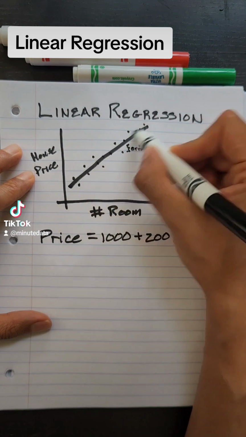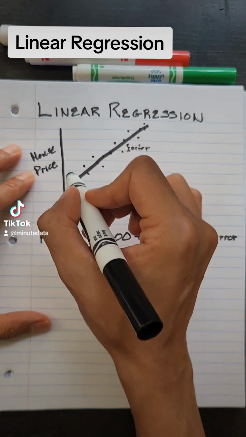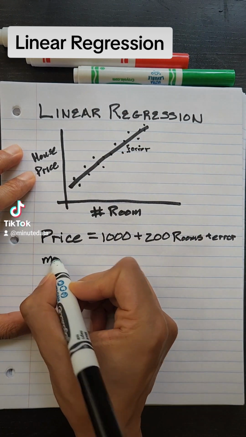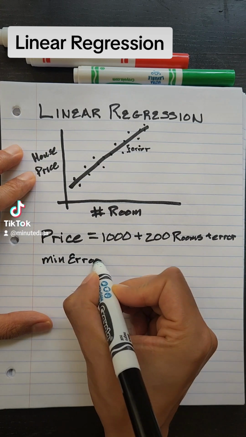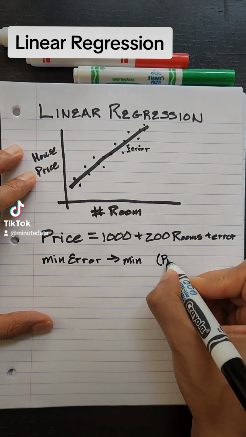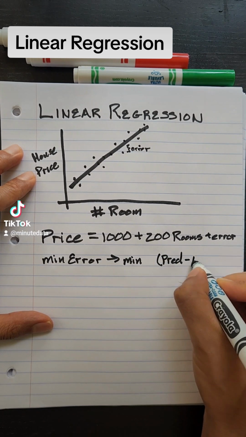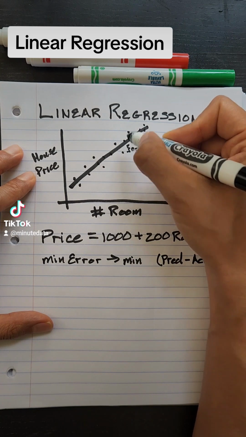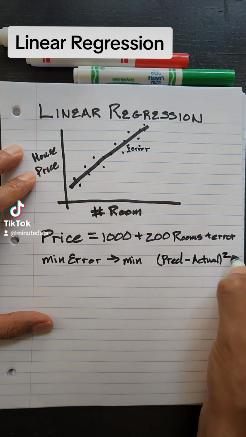So why do we draw the line here versus say here or here or here? So we want to draw a line that minimizes the error. And in our case, the error is the difference between our prediction and the actual value. Now some of the error is below our prediction, some is above, so we square it, just so that they don't cancel each other out.